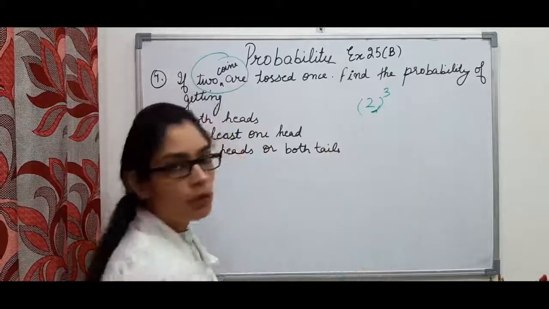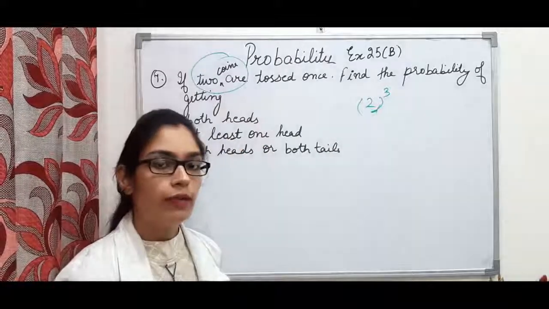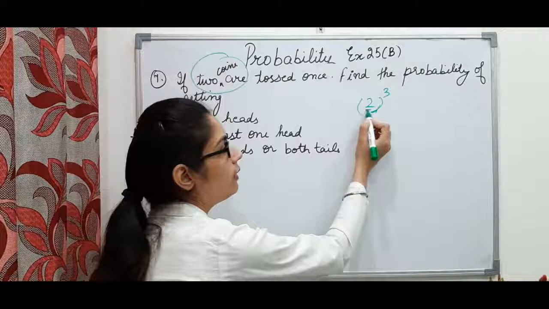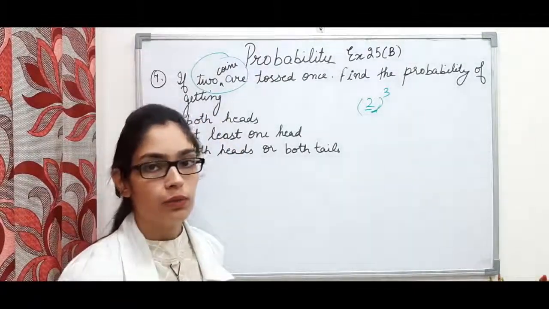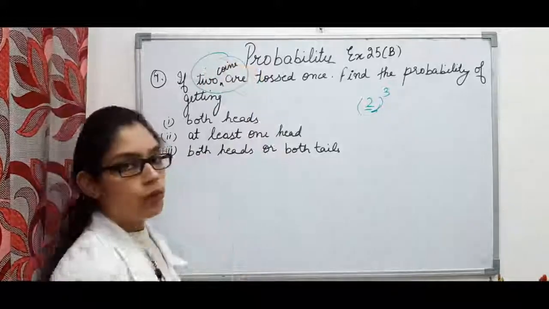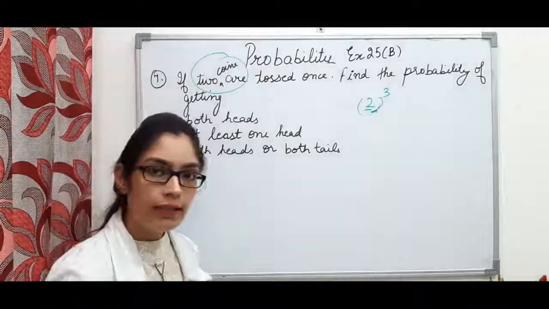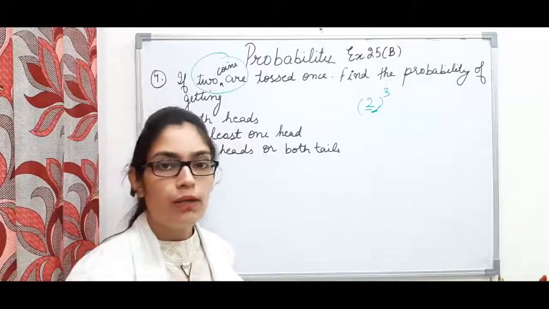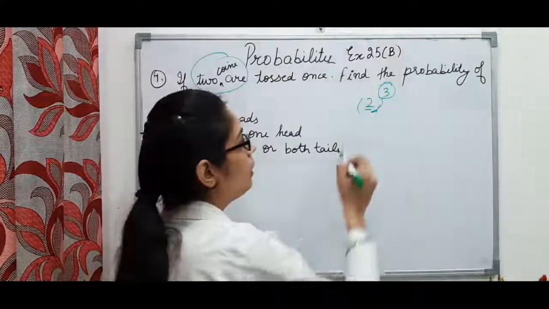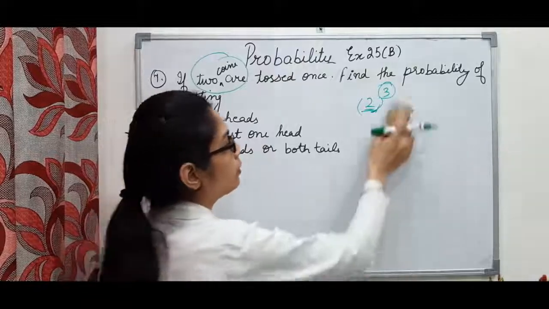Whichever total number of outcomes you get for one thing, you have to write that as your base, and the number of times we are going to do that thing as the exponent. Like we are going to toss a coin 2 times, or they can give you that 2 coins will be tossed, or 3 coins will be tossed, so that will be part of this number.